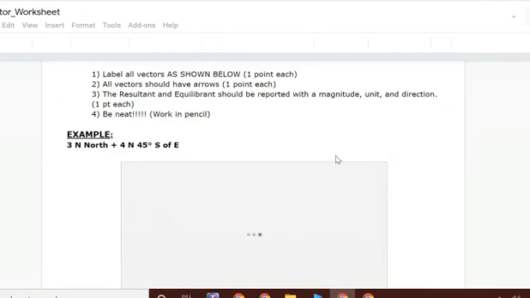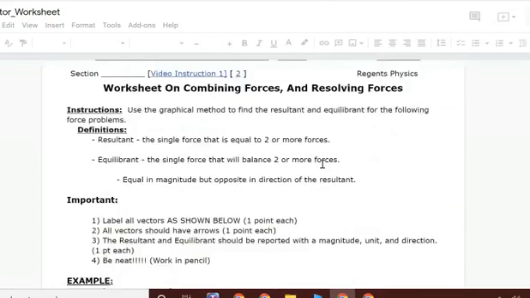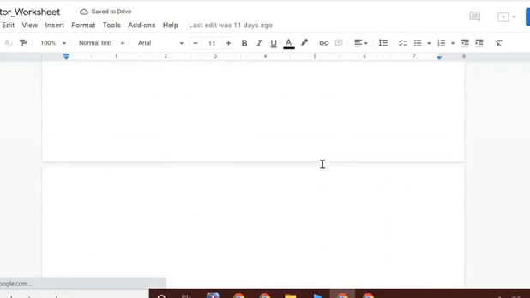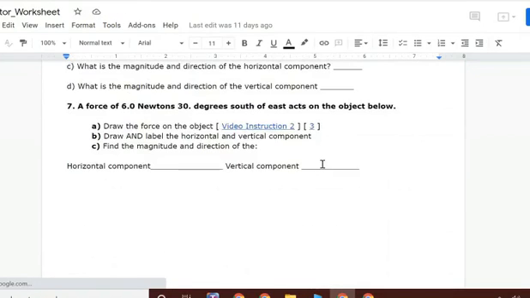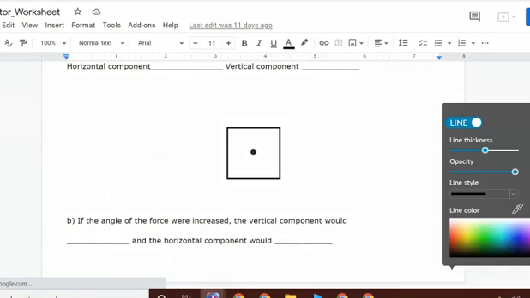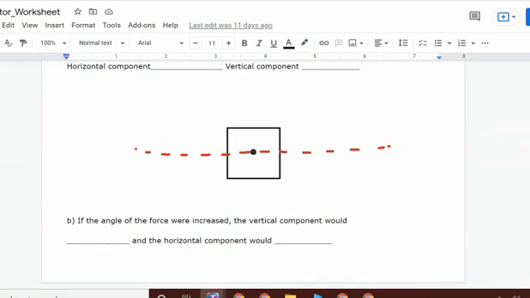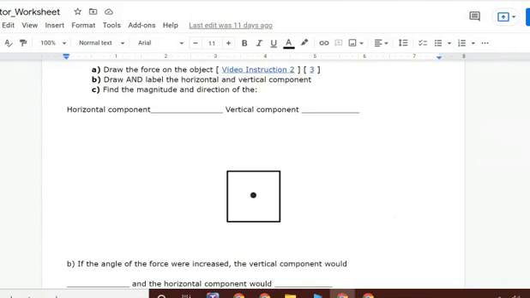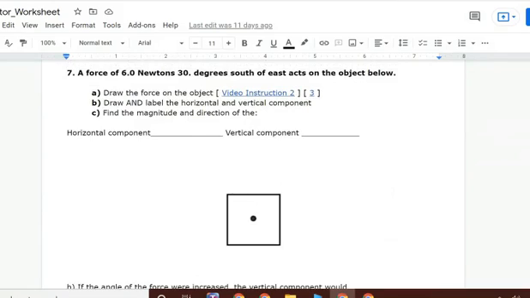The sheet has a nice little graphic in the front. It says worksheet on combining forces. Very last page, number 7. Those of you who missed class, what did we already do? We already put a protractor line through the dot, a horizontal line. And we already drew the 6 Newton force.